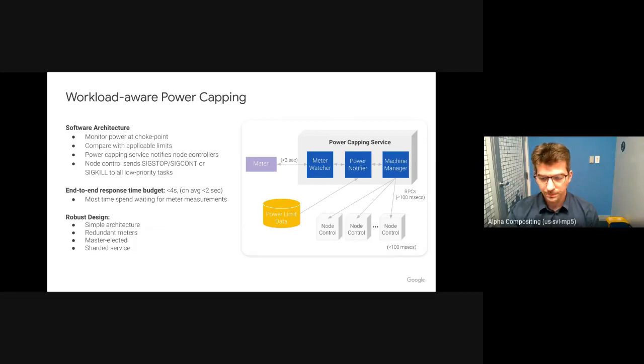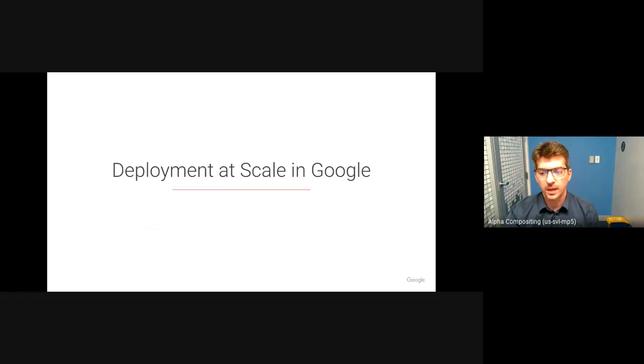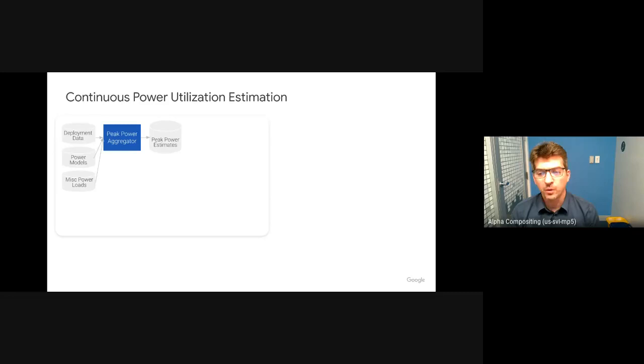Now that we have presented the load shedding mechanism, let's see how we deploy this at Google scale. In order to ensure we monitor and track power utilization and respective OSR, we have built a continuously running pipeline. This pipeline estimates the worst case deployed peak power by combining deployed machines with their estimated peak power and adding miscellaneous power loads in the data center. These peak power estimates are combined with total measured power at the choke point and estimated production power at the choke point to calculate total and production power utilization respectively.